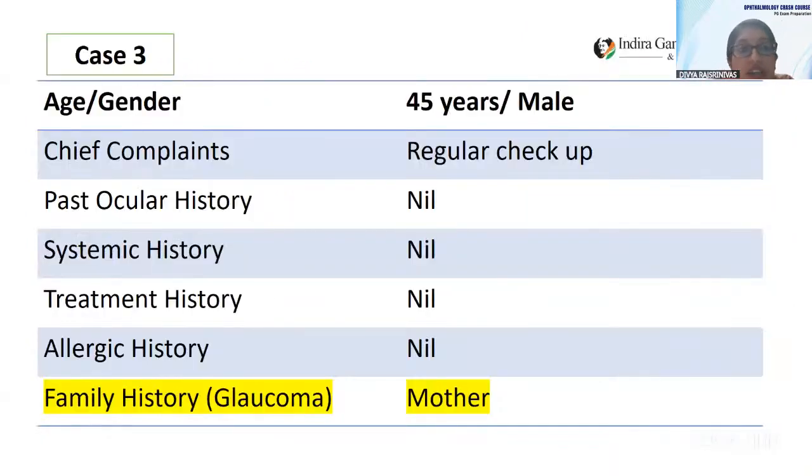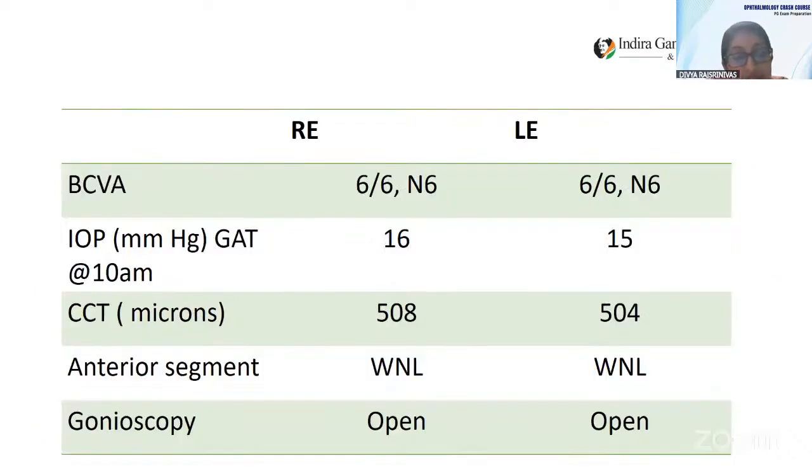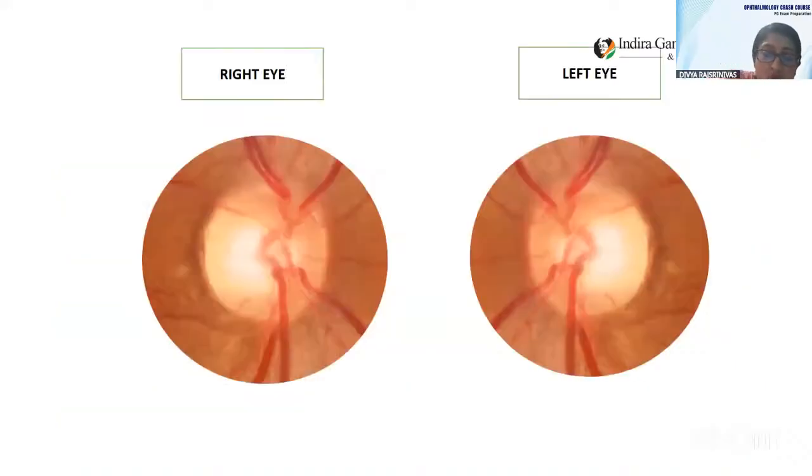Now coming to our case 3. We have this 45-year-old gentleman who came for a regular examination. This time he had a family history of glaucoma in his mother, and best corrected visual acuity showed 6/6, but the pressures were within normal limits, in the mid-teens. The anterior segment was within normal limits and gonioscopy showed open angles.